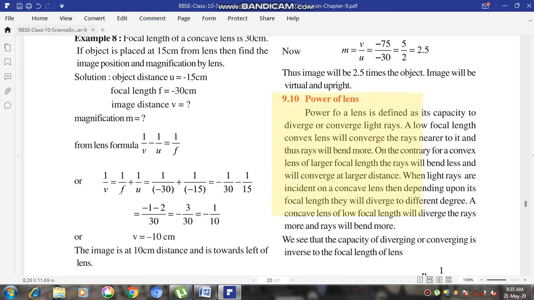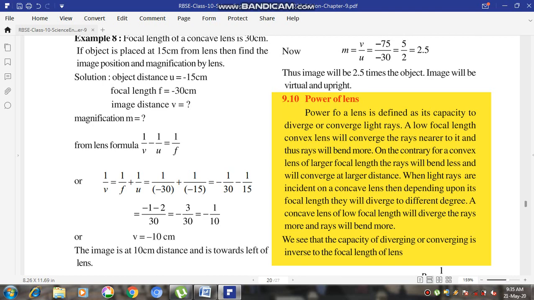The power of lens is defined as its capacity to diverge or converge the light rays, similar to a magnifying glass. It means a concave and a convex lens have a capacity of divergence and convergence of light rays. A low focal length convex lens will converge the rays near to it, and those rays will bend more.